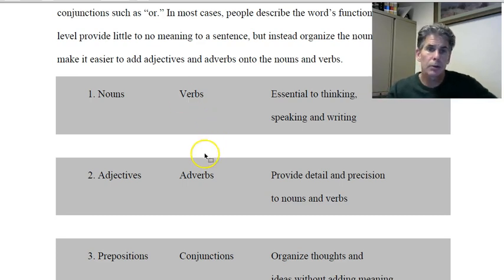Now, the next thing to understand, before we get into the nouns and verbs more, is that adjectives and adverbs are the next level. They are used to provide detail and precision to nouns and verbs. You actually do not absolutely need them, grammatically speaking or writing. You don't. You can write without adjectives and adverbs. You will, however, write like a first grader or at best a second grader.